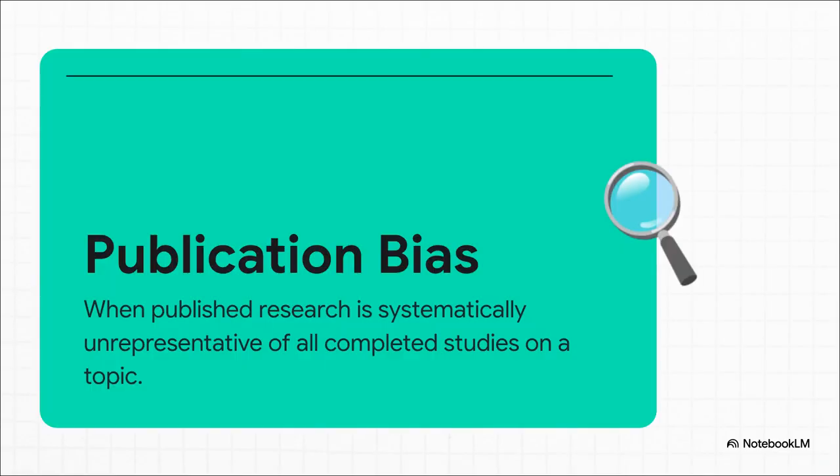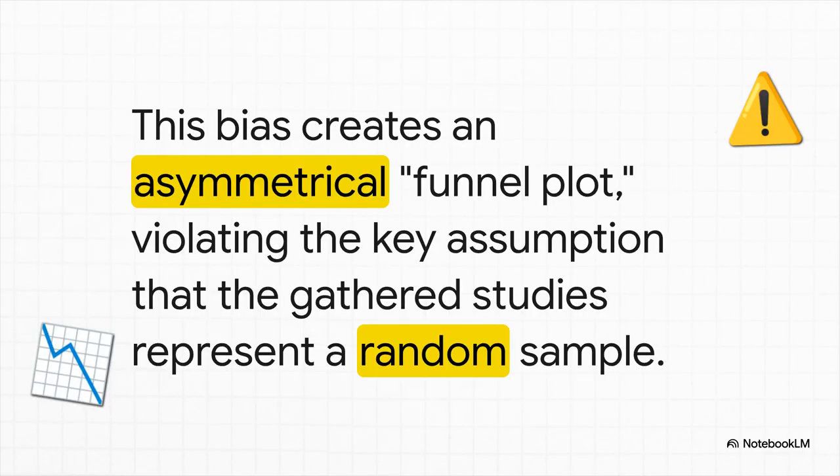Publication bias is kind of the monster under the bed of science. It's this natural tendency for studies with exciting, positive, statistically significant results to get published. Meanwhile, studies that find, well, nothing, they often end up in a file drawer, never to be seen again. It's not usually malicious, it's just that we as humans tend to favor exciting discoveries over a finding of, "nothing happened here."